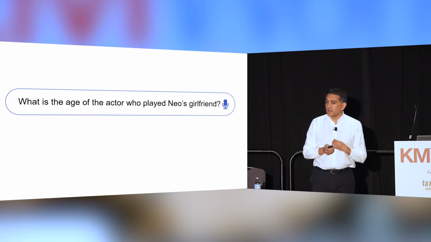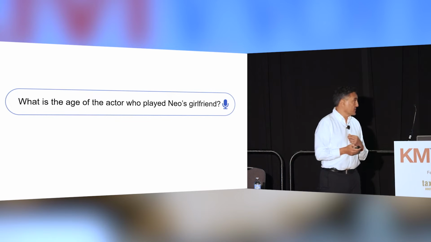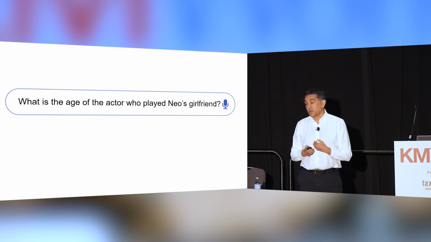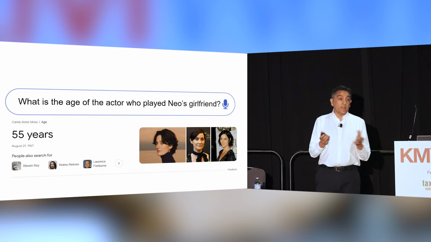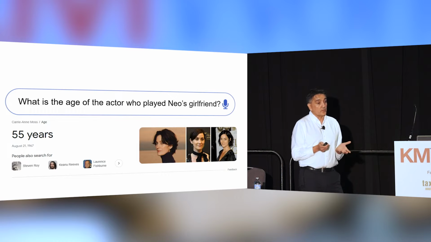Let's take a look at a more complex question. What is the age of the actor who played Neo's girlfriend? The answer is Carrie-Ann Moss, and she's 55 years old, right?